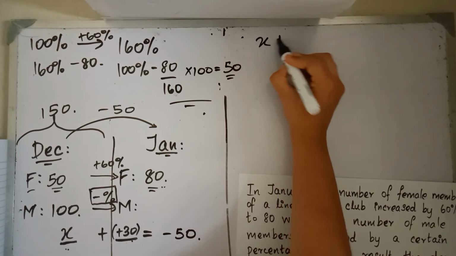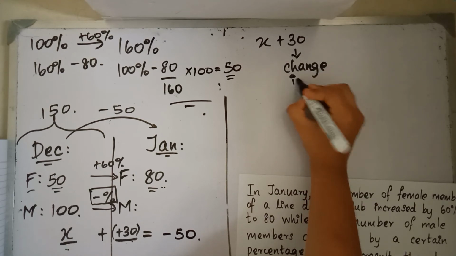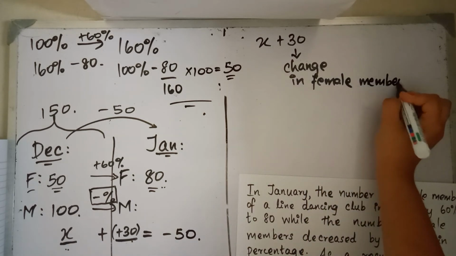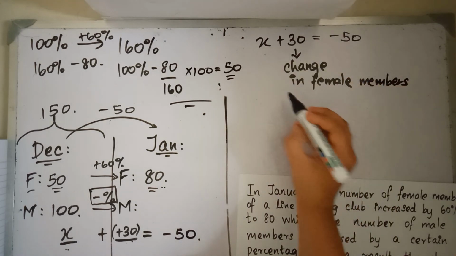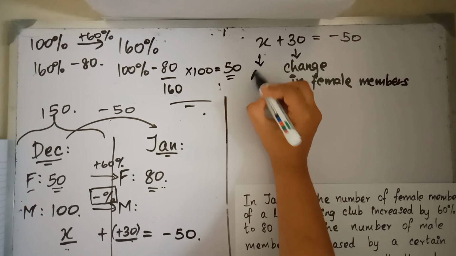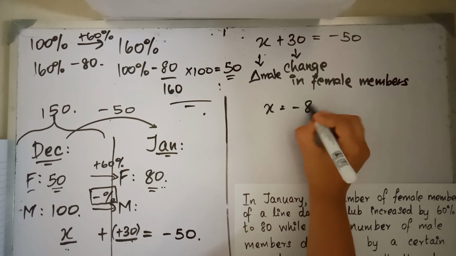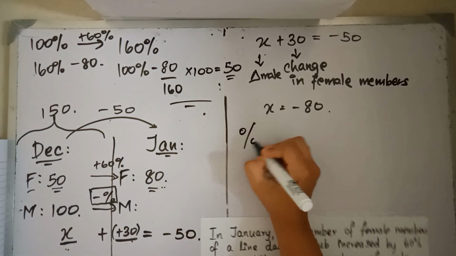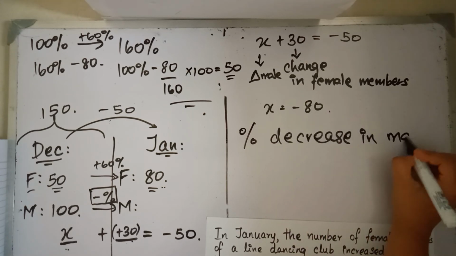So x plus 30, where 30 is the change in female members, both of these together gave minus 50. So with this we can find out x, which is the change in male. So x will be minus 80. So the number of male members has decreased by 80. Now we can easily find out the percentage decrease in male members.